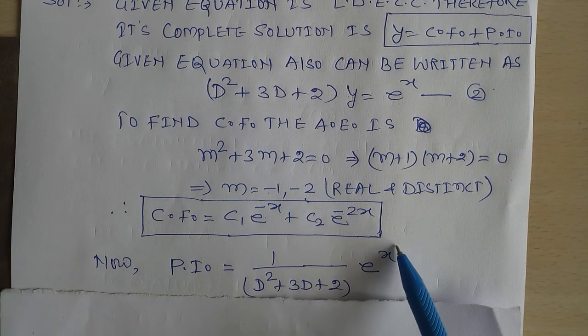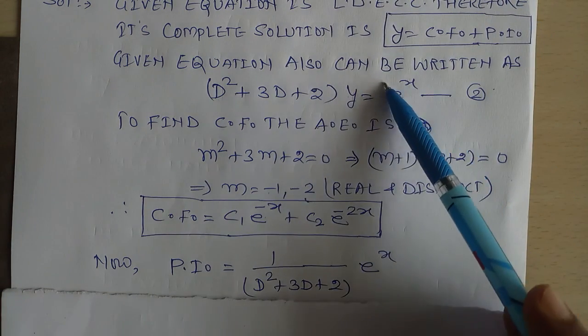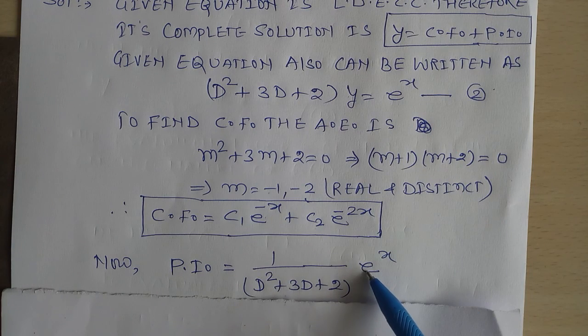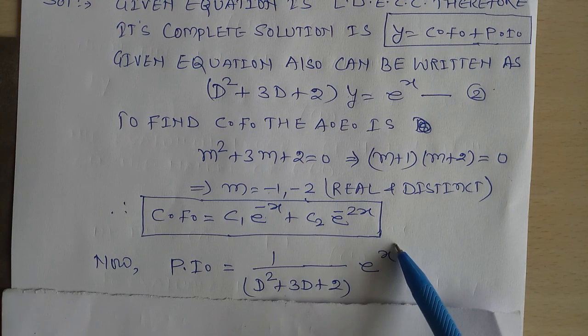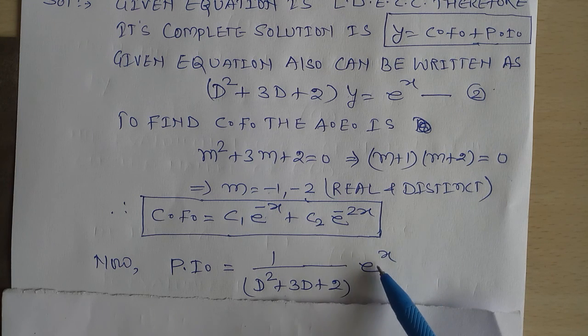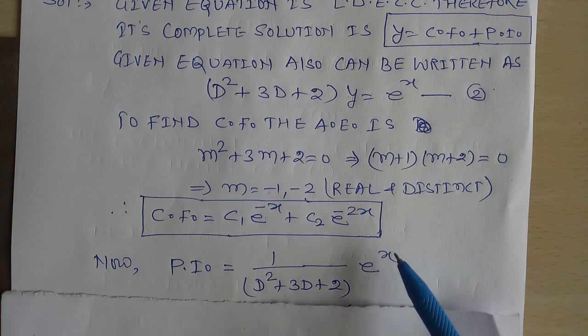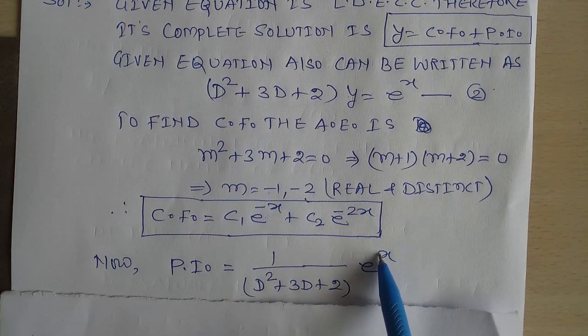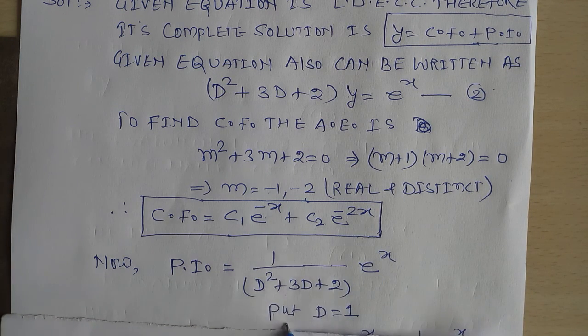Now this is the case of an exponential function. Q(x) is what? An exponential function of the type e raised to ax. So we know that in the case of an exponential function e raised to ax, the PI can be obtained by simply replacing D by a, and here a is 1. So put D equal to 1 because in e raised to ax, a is 1. So replace D by 1 in this expression, we get 1 upon 1 squared plus 3 into 1 plus 2, e raised to x.